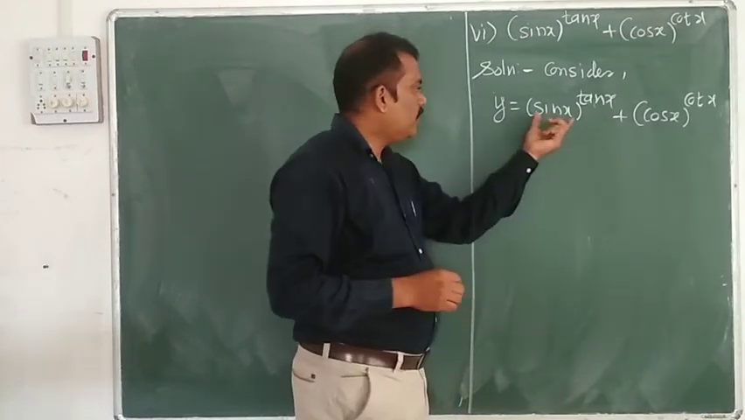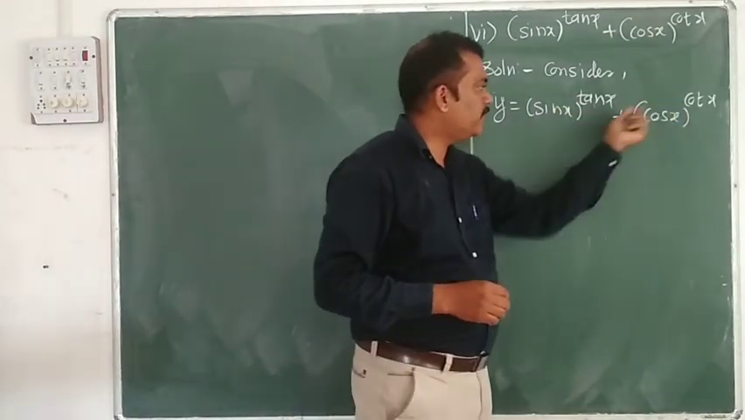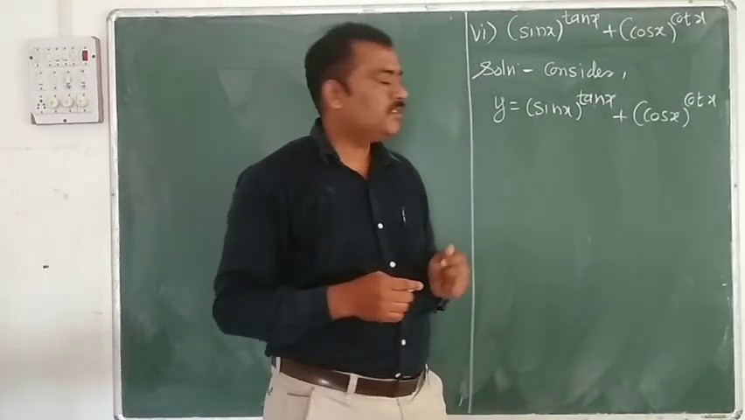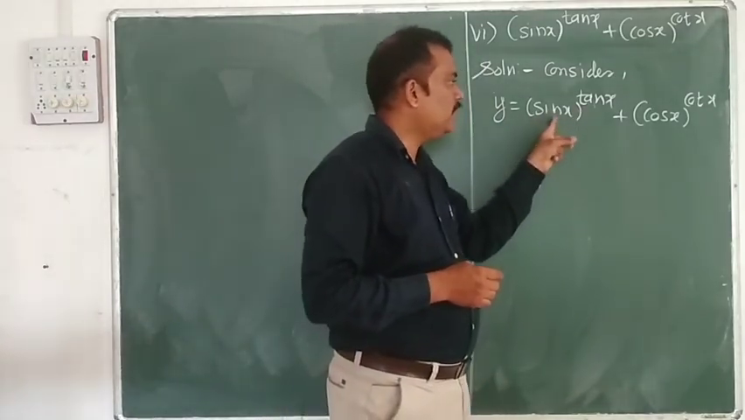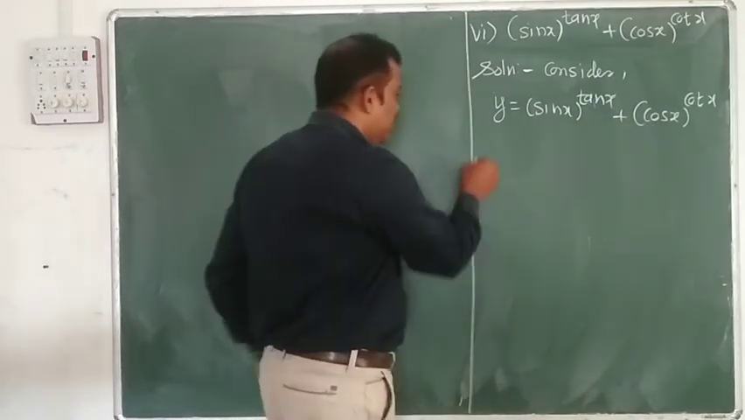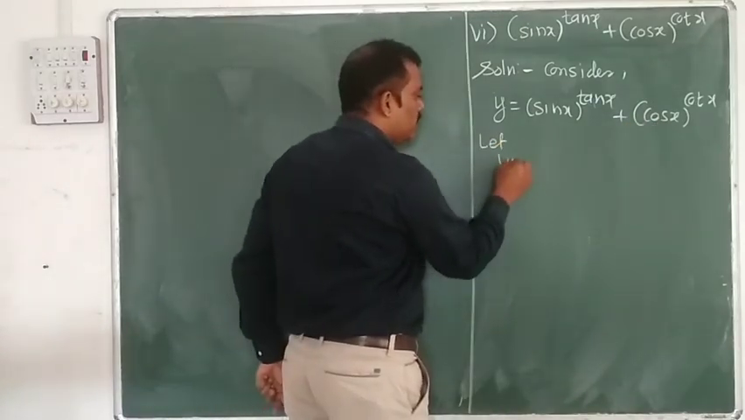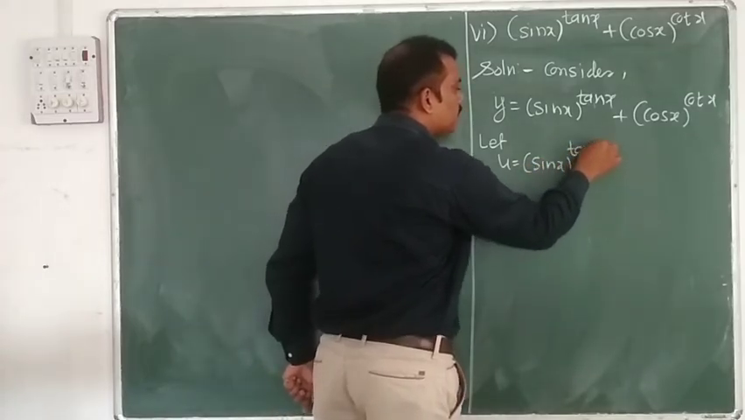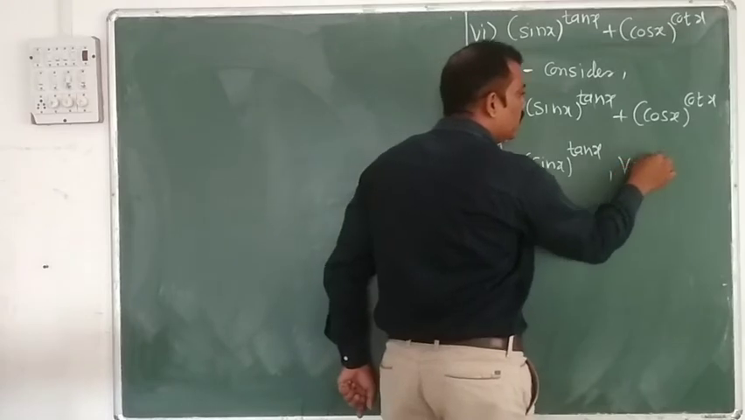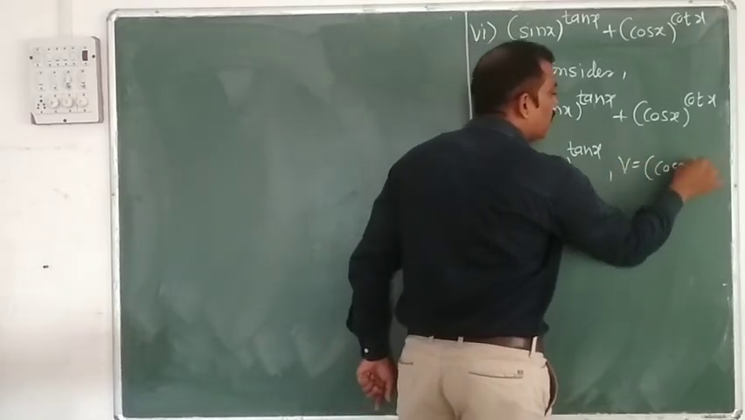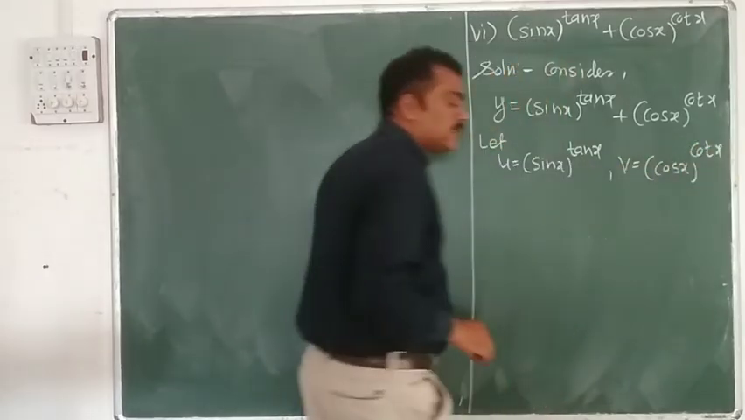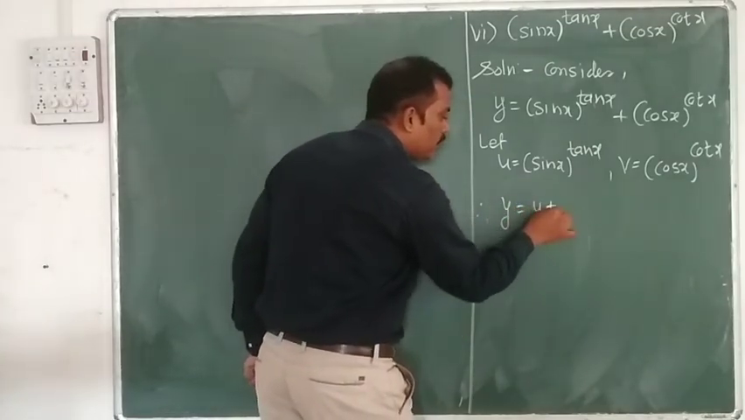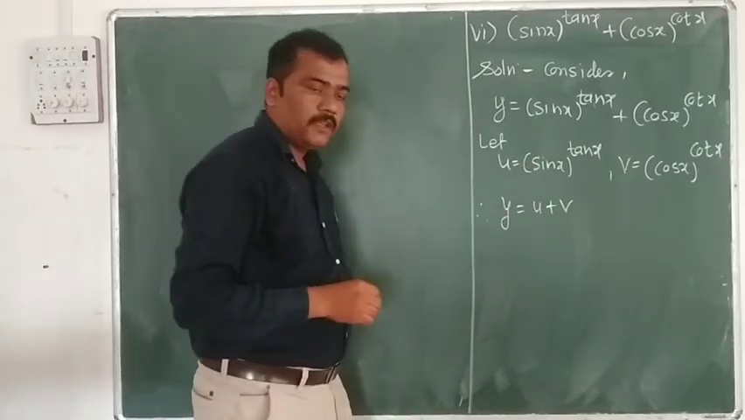Now here function raised to function, but here addition is there, so that we cannot do the direct log on both sides. So first of all we have to assume this term as u, this term as v. Let u is equal to sin x raised to tan x, v is equal to cos x raised to cot x. Therefore y is equal to u plus v.